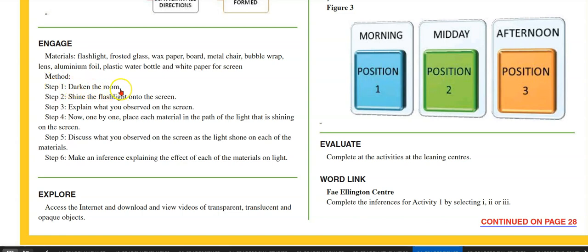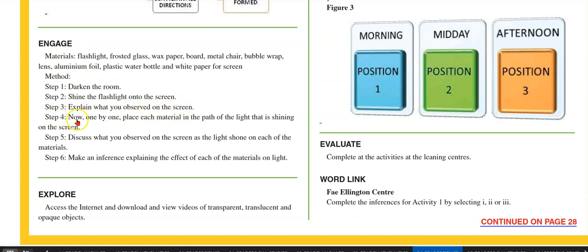Step 1, darken the room. You need to close some windows, close the door, and so on. Pull some curtains. Step 2, shine the flashlight onto the screen. Step 3, explain what you observe on the screen.